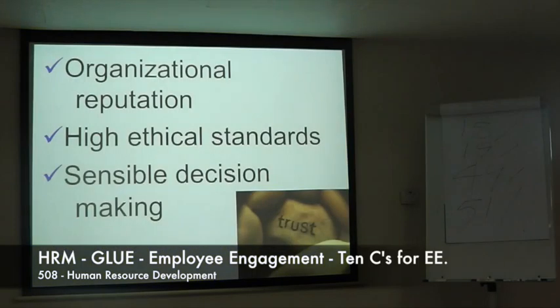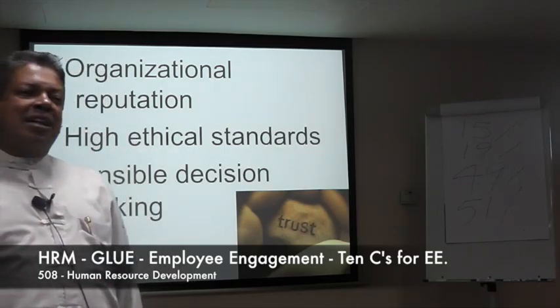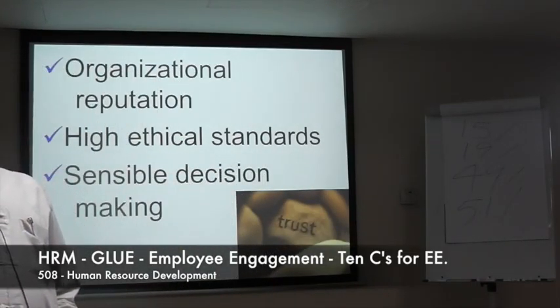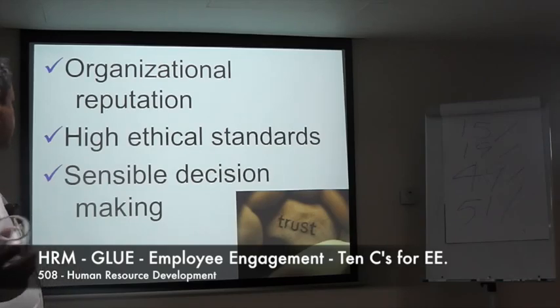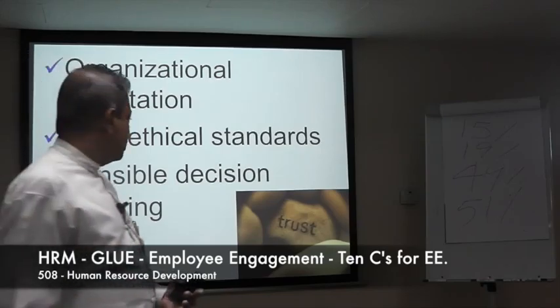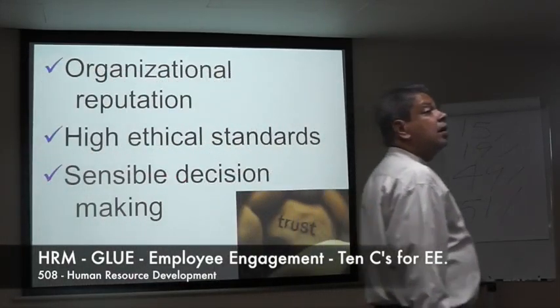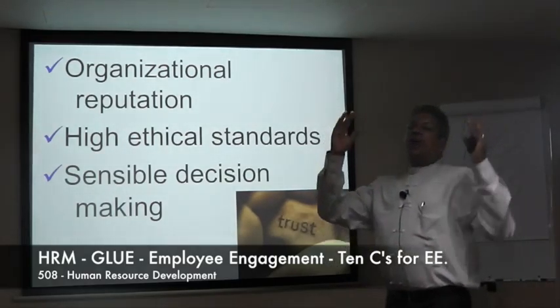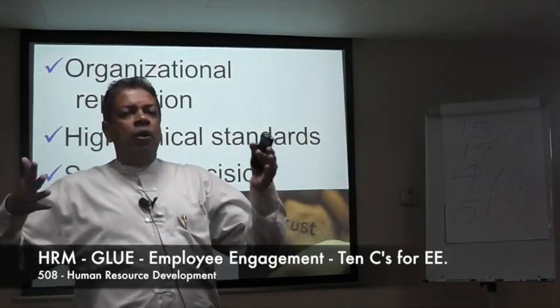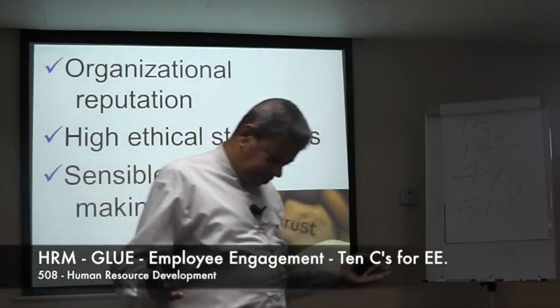See number 9, read out loud. Credibility. What does that mean? 3 points. Organizational reputation. Second point, high ethical standard. Some people say I am somewhat ethical. There's nothing called somewhat ethical. Either you are ethical or unethical. It's like a digital thing. If there's a crack in the tumbler, it's gone. So, in other words, you have to make sure that you are ethical all the time. And the third point, sensible decision making. Transparent decision making. Don't allow someone to point a finger at you later.